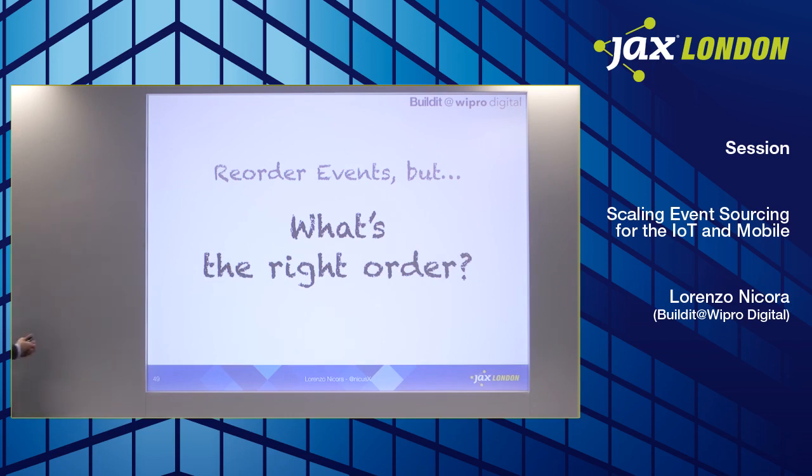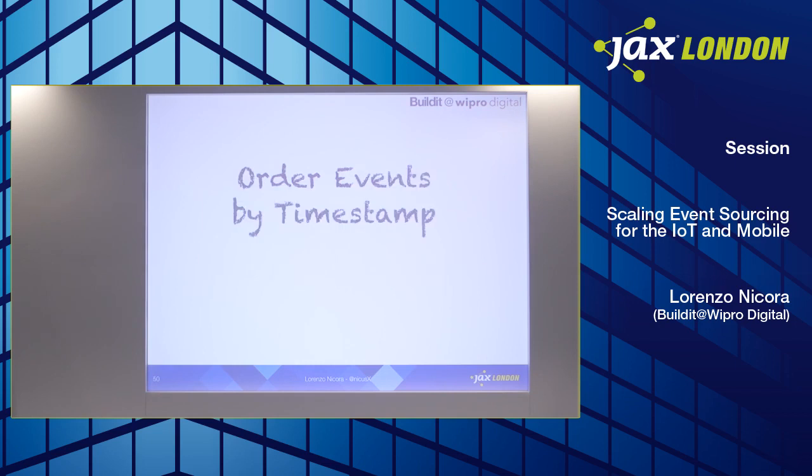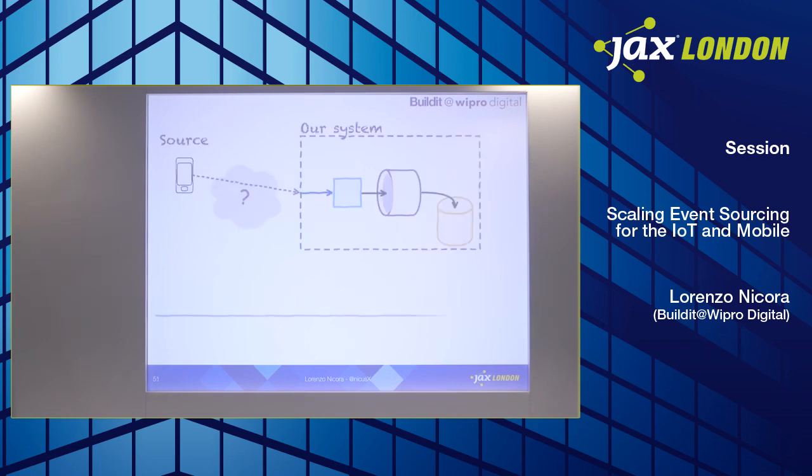For doing this, for rebuilding consistency, the order of events is fundamental. But what is the right order of events? It seems a stupid question, but it's not stupid at all. Of course, the events are ordered by timestamp. Which timestamp? There is no one timestamp in this kind of system.